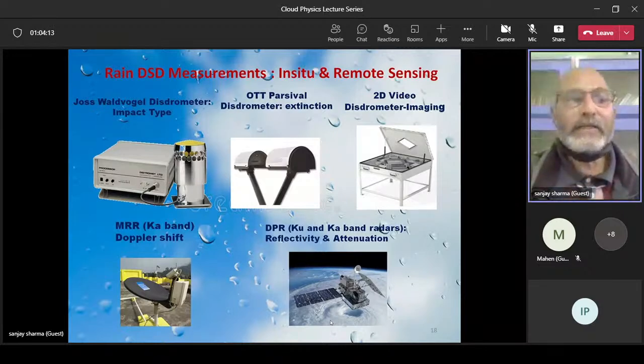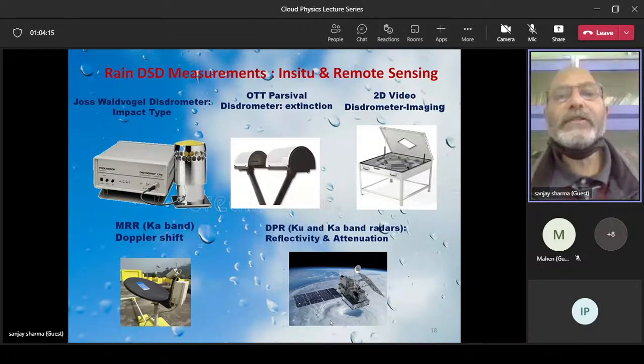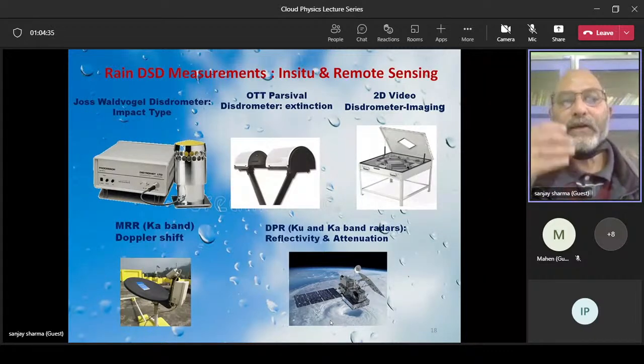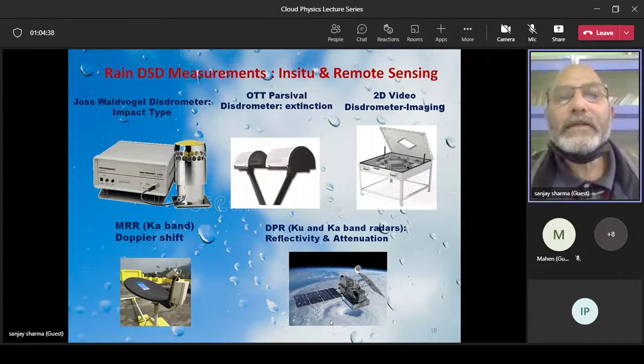These are the intuitive measurements. Another, nowadays people are using the OTT Parsivel disdrometer. It is a particle size and velocity disdrometer, and it is based on the extinction process. It means a laser beam is there, and whenever there is an obstruction by the raindrops, corresponding signals are created. Due to that, here we can measure both the size as well as the velocity of the raindrops.